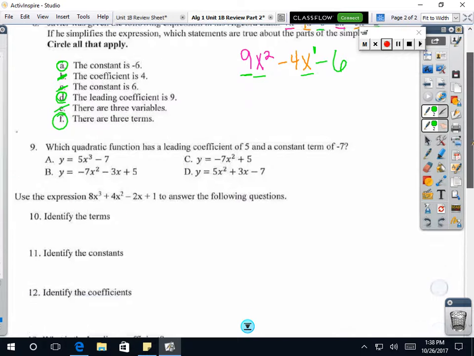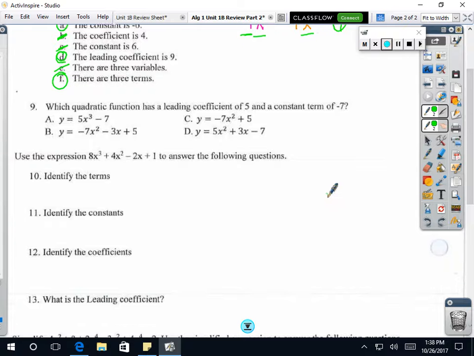Okay, number 9. Which quadratic function has a leading coefficient of 5 and a constant term of -7? Okay, well, let's talk about it. A and D have a constant of -7. Okay, so that rules out C and B because they have a constant of 5. And their leading coefficients are both 5. So what makes D the right one? Quadratic means you're looking for a degree 2. This would be what type of polynomial? Cubic binomial. So it's D.